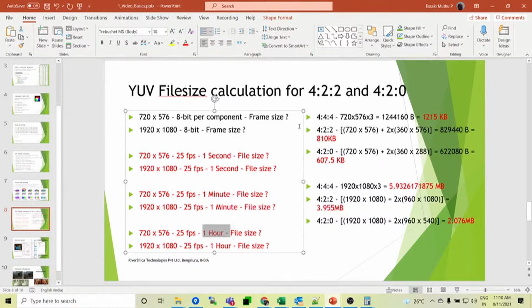For 422 and 420, 422, 444, you calculate and compare. This is an assignment. You don't need to do it now. If you have doubt, you can ask me.